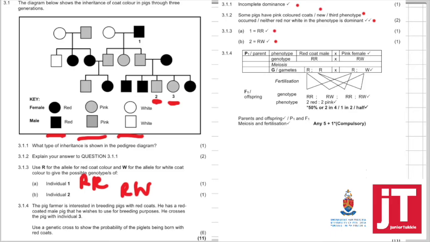So, red coats. There's your key, red coat male. So you have P1 phenotype, red coat male, pink female. Then big R, big R, big R, big W. There's your gametes, you've written it. And what's your offspring? Big R, big R, big R, big W, big R, big R, big R, big W. So it's a 50-50% chance, and that's what they want to know. It was a 50% chance of them having red coat. Make sure you have parents and offspring, P1 and F1, meiosis and fertilization. And can you see here? This is the compulsory mark, meaning you had to answer this question here.